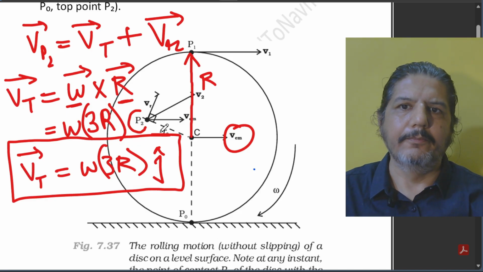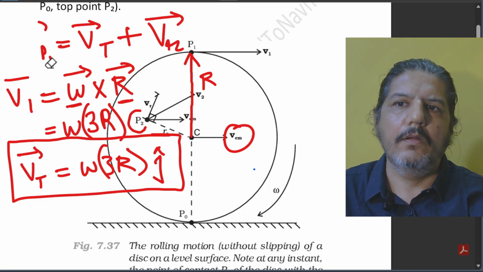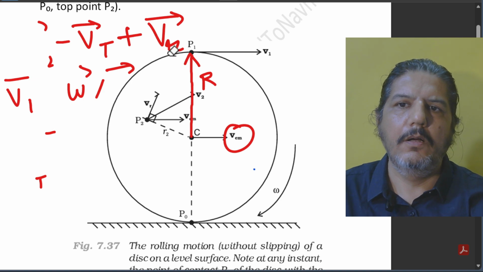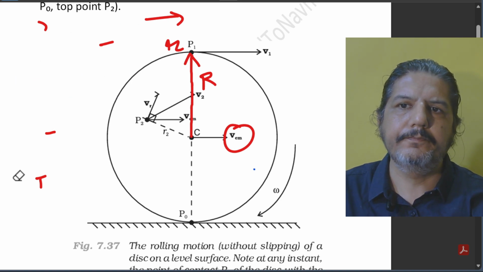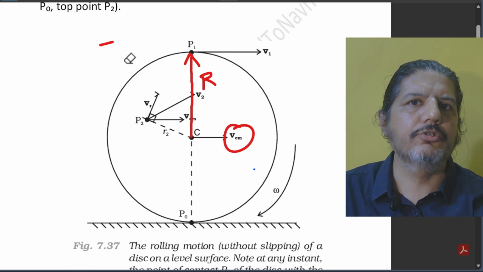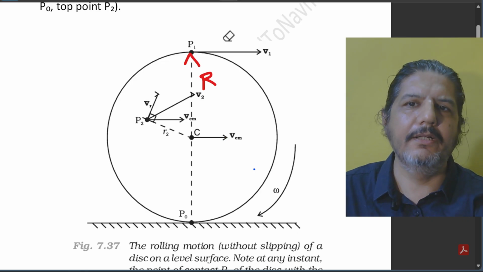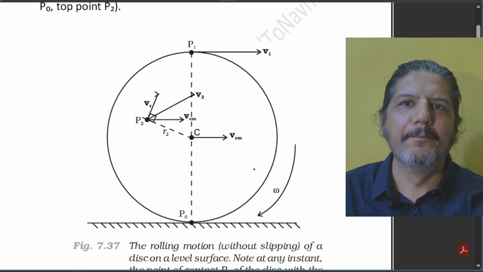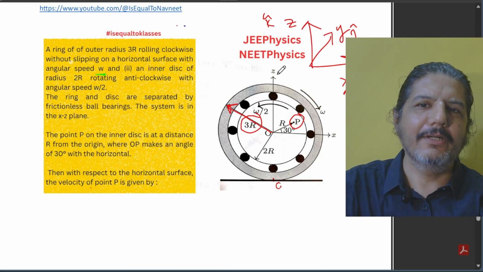I hope this is clear. Or should I explain this again? I'll explain this again. If you have understood, you can skip this part.